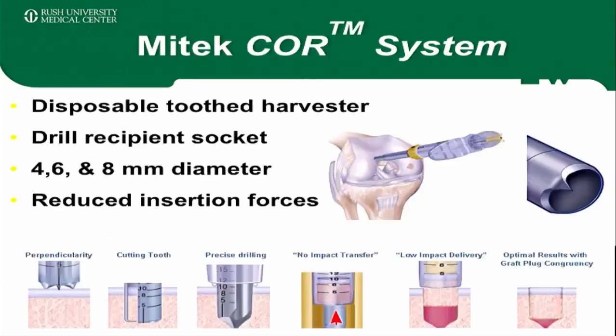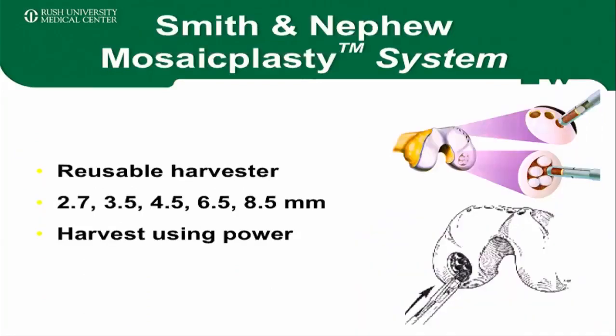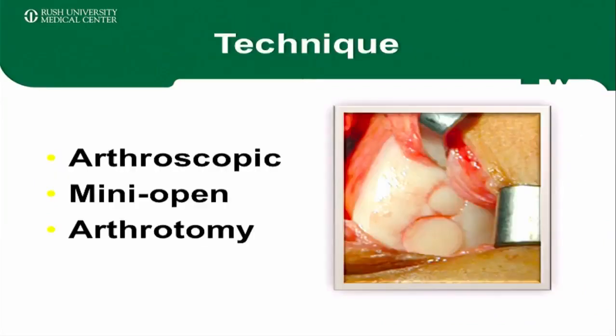There are essentially three manufacturers in the United States that I'll just show you briefly. They're generally disposable systems. This offers a number of small diameter options that are drilled. Another one, basically the same kind of concept, various diameters that are put in by hand. And then another one that's reusable in this case, and you harvest using power. So these are the various systems that are on the market.